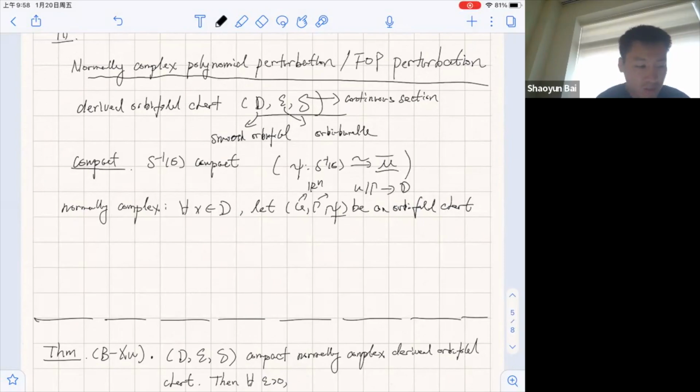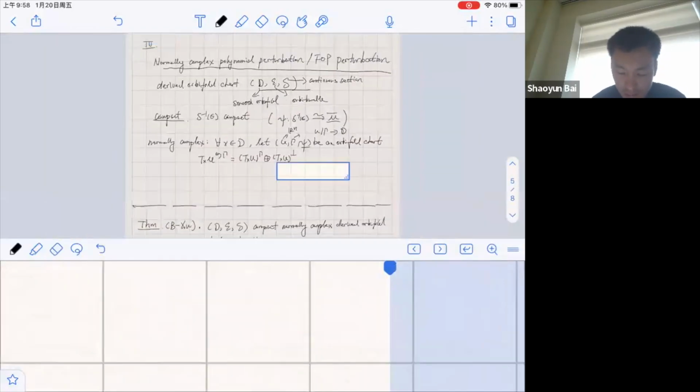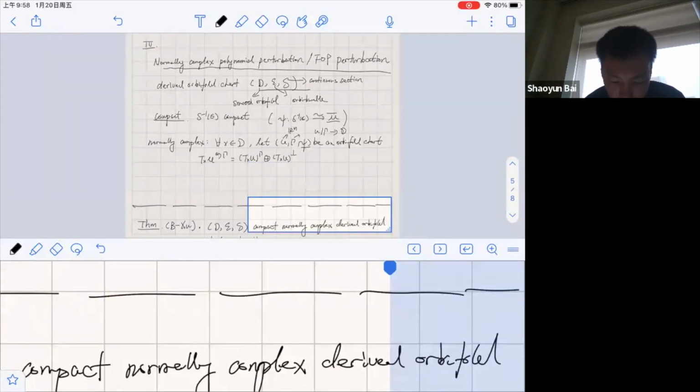So let's take an orbifold chart. Then if we look at the tangent space of our orbifold, it admits a decomposition as a Gamma representation. The first component is given by the Gamma-fixed part of the vector space. The second part is given by the complement, in other words, the direct sum of all representations which are non-trivial. When we say an orbifold is normally complex, we mean that this part, sorry, what's happening? Okay.